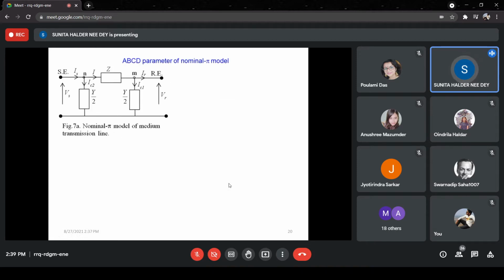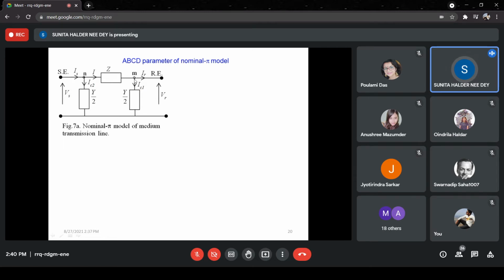So actually for the medium transmission line, it is better to find the ABCD parameters of the line model. Otherwise, every time we have to proceed using the circuit model. If we calculate using ABCD parameters, then it will be a deterministic path. So this is the nominal pi model of the medium transmission line.